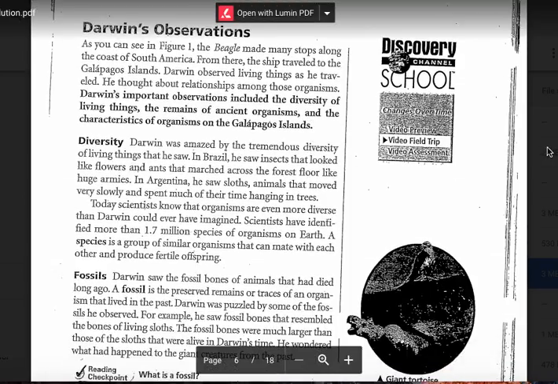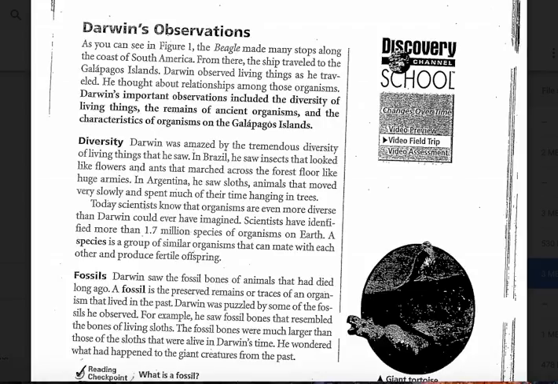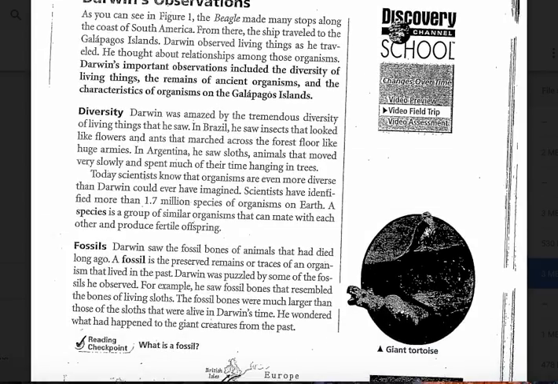Darwin's observations. As you can see in Figure 1, the Beagle made many stops along the coast of South America. From there, the ship traveled to the Galapagos Islands. Darwin observed living things as he traveled. He thought about relationships among those organisms. Darwin's important observations included the diversity of living things, the remains of ancient organisms, and the characteristics of organisms on the Galapagos Islands.